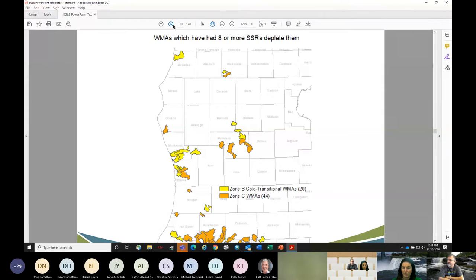So we tried to figure out, okay, how can we filter that out and get to areas that are getting a lot of attention? And what we came up with as a proposal is, okay, how many of these have had at least 8 SSRs to date?